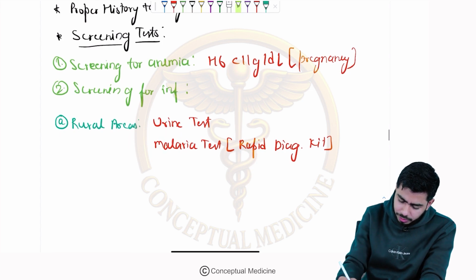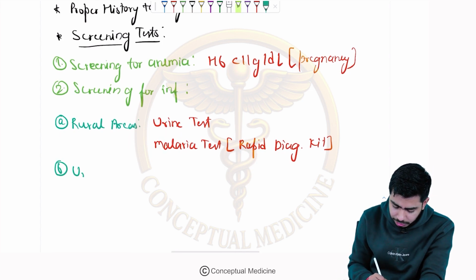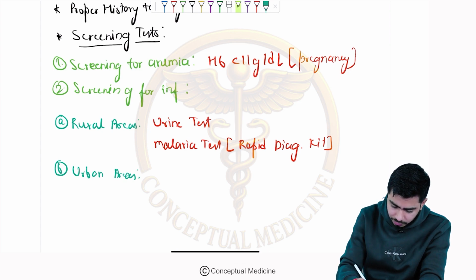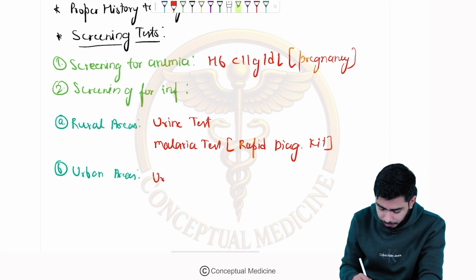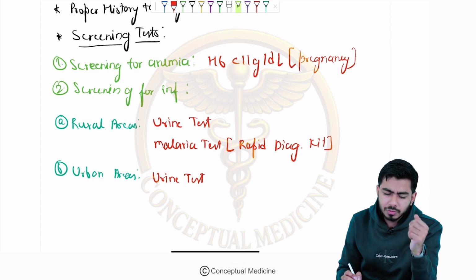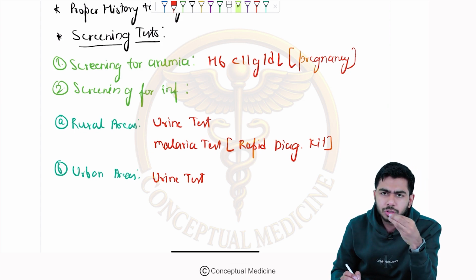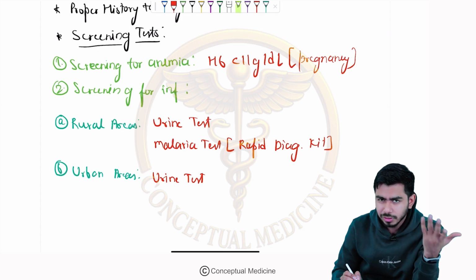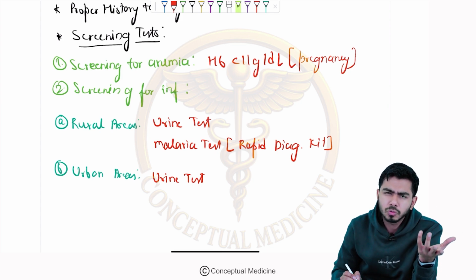But let's say you are working in the urban areas, then we will be running several other tests as well. For example, we will be looking for the urine test. Why are we looking for the urine test? Maybe the urine routine test. We shall be checking for sugar in the urine, proteins in the urine. There could be proteinuria or some other type, pus cells, RBCs and WBCs. All of these things we will be checking in the urine routine microscopy we are doing.